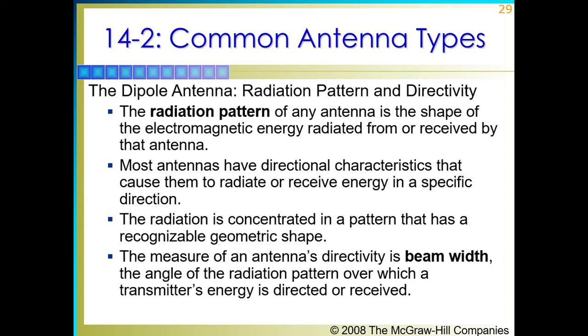In a radio antenna pattern, the half-power beam width is the angle between the half-power points of the main lobe. When referenced to the peak effective radiated power of the main lobe, the measure of an antenna's directivity is beam width, the angle of the radiation pattern over which a transmitter's energy is directed or received. Beam width is usually, but not always, expressed in degrees and for the horizontal plane.